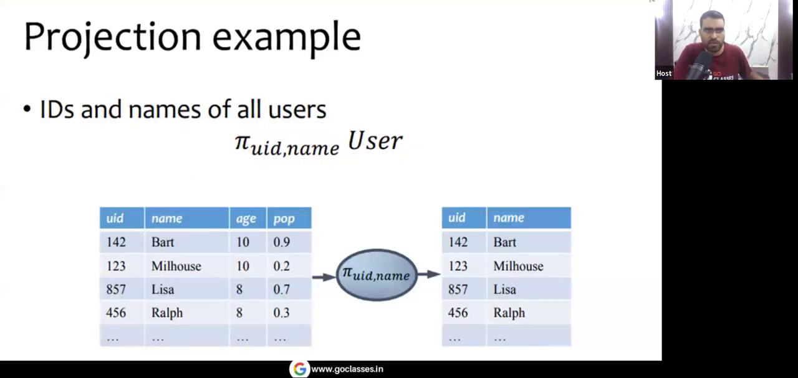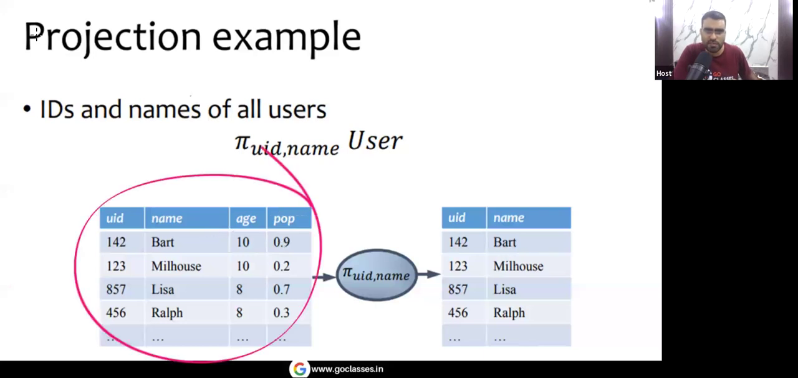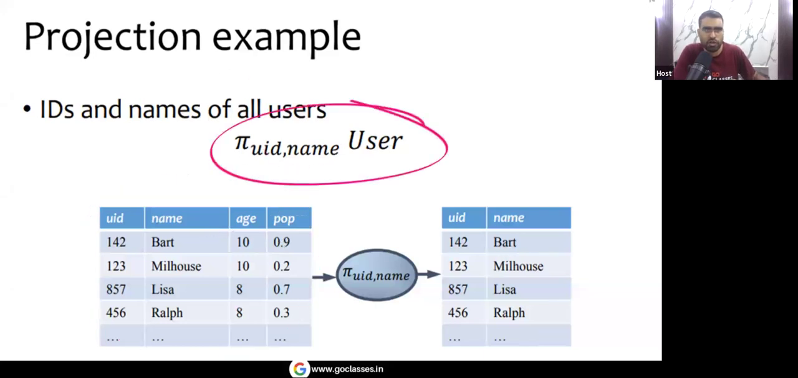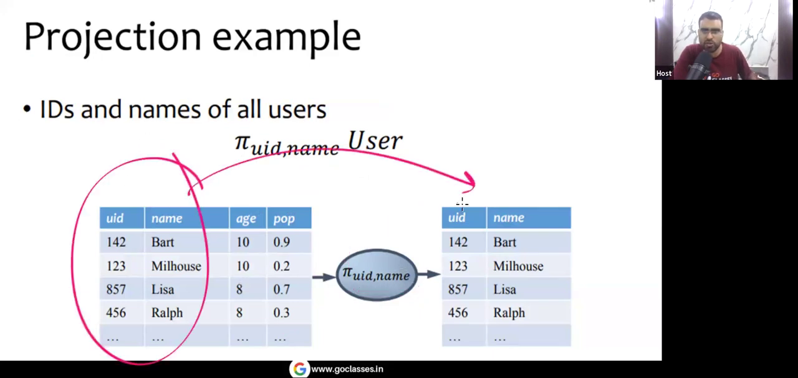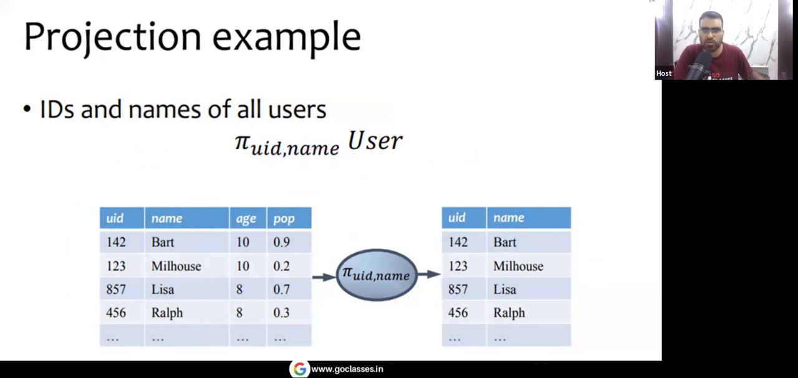If this is your input table, let's see this example. If this is your input table, and then what is the output of this query? Basically, we are projecting. Pi means project. We are projecting these two attributes, UID and name. So this will be your output. Simple.